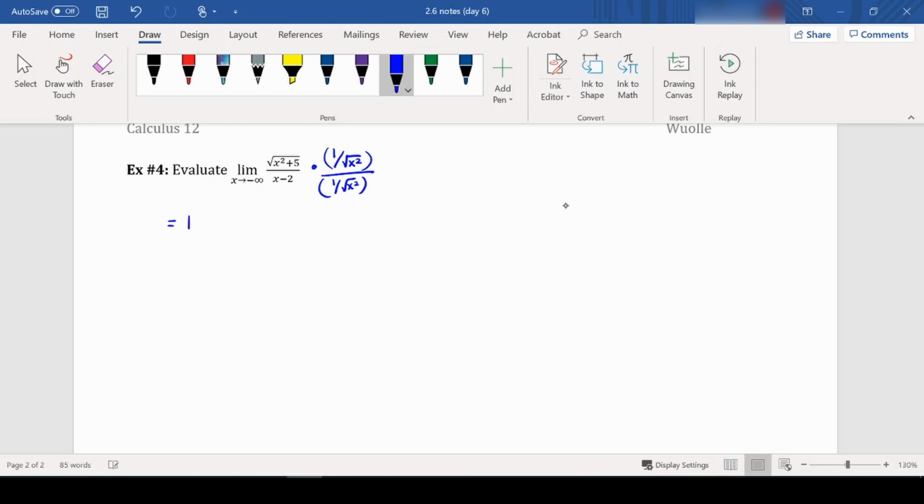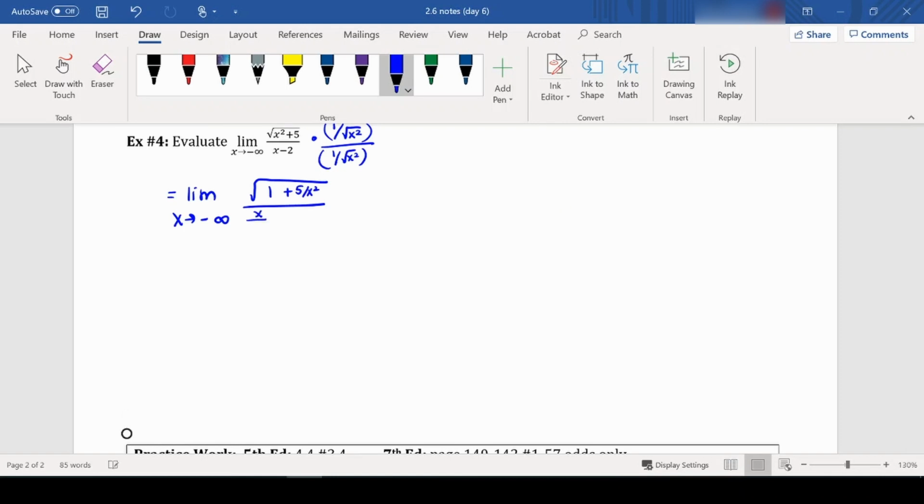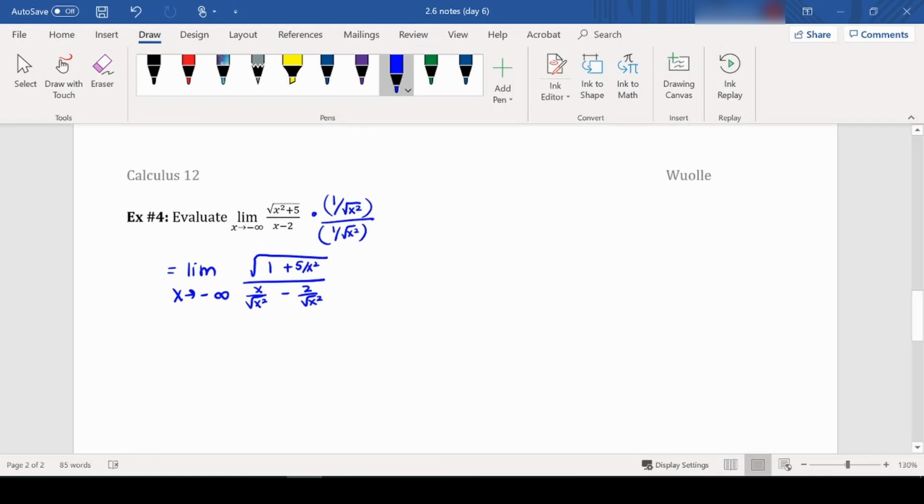Okay. Once I do that, I have the limit as x approaches negative infinity. On the top, I end up with root 1 plus 5 over x squared. On the bottom, I end up with x over root x squared minus 2 over root x squared. So right away, we can see a couple things that are going to approach zero. This guy's going to approach zero, and this guy's going to approach zero. So now what I have is the limit as x approaches negative infinity of root 1, which is 1, over x over root x squared.